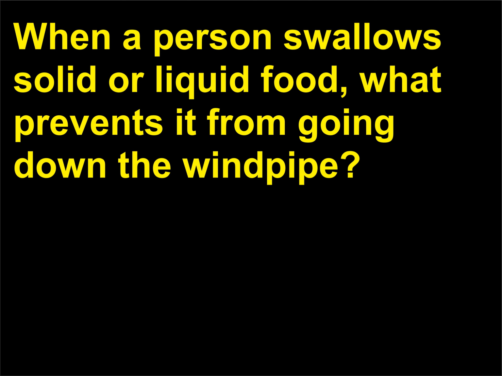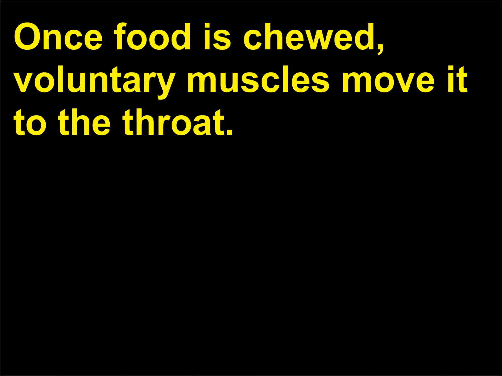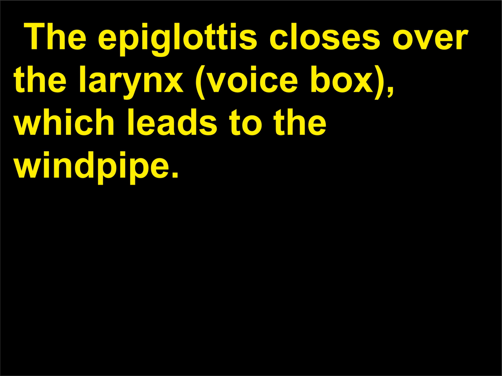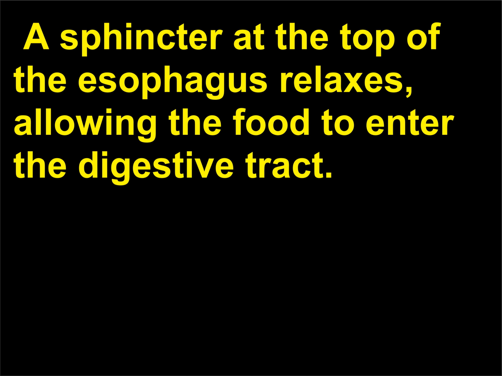When a person swallows solid or liquid food, what prevents it from going down the windpipe? Once food is chewed, voluntary muscles move it to the throat. In the pharynx, throat, automatic, involuntary reflexes take over. The epiglottis closes over the larynx, voice box, which leads to the windpipe. A sphincter at the top of the esophagus relaxes, allowing the food to enter the digestive tract.